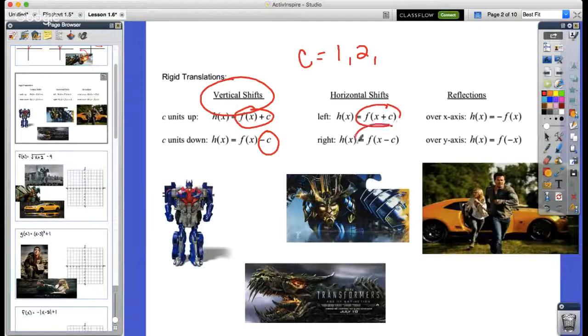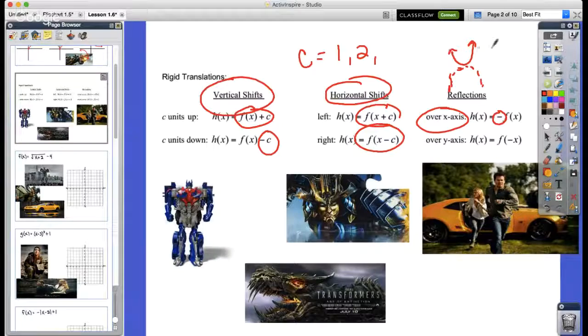When a number is added or subtracted on the inside, we use what's called a horizontal shift. And if the negative is on the outside, we call that a reflection over the x-axis. What is up now goes down, right? But if it's on the inside, what was right goes left and what was left goes right. So just a heads up there, okay?